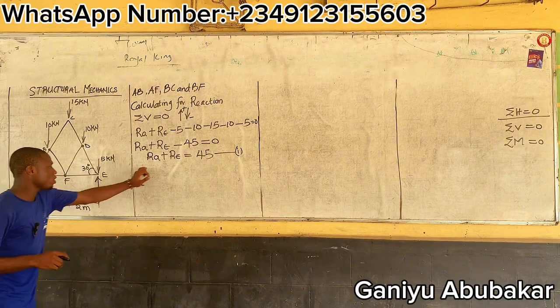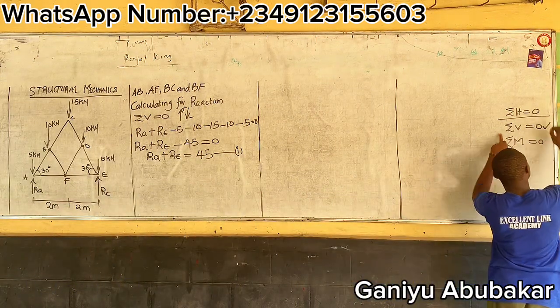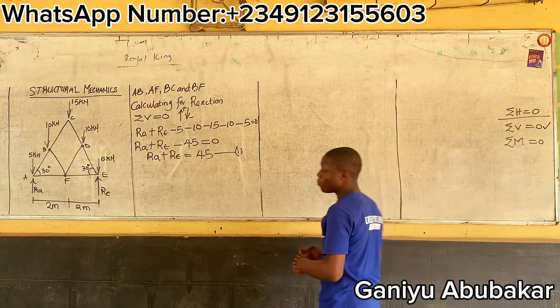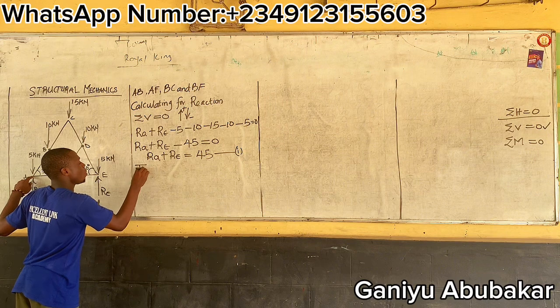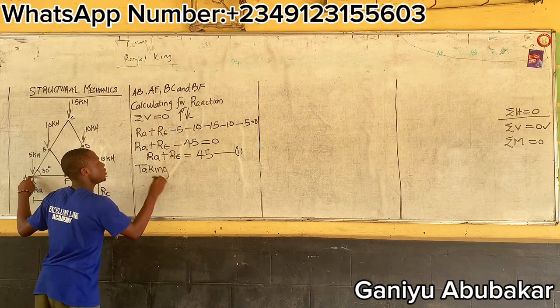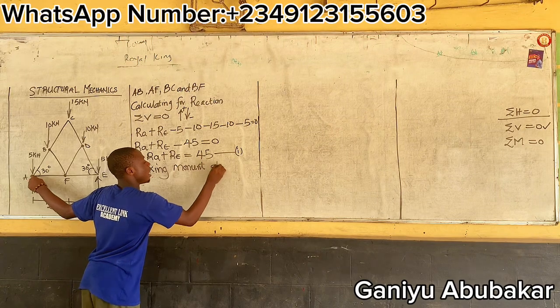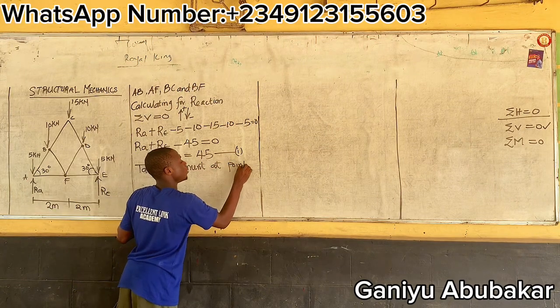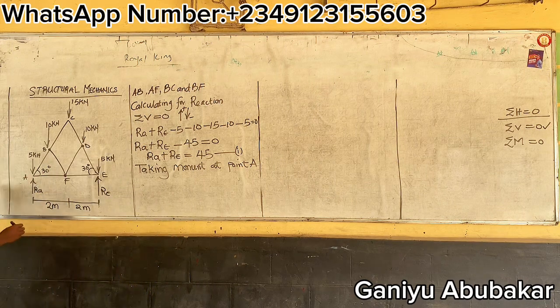I've applied the second law of equilibrium. What next? The third law, that is taking moment. So taking moment at point A. If I take moment at point A, all the forces acting at point A give 0, so this one too is 0, and this one too is 0.